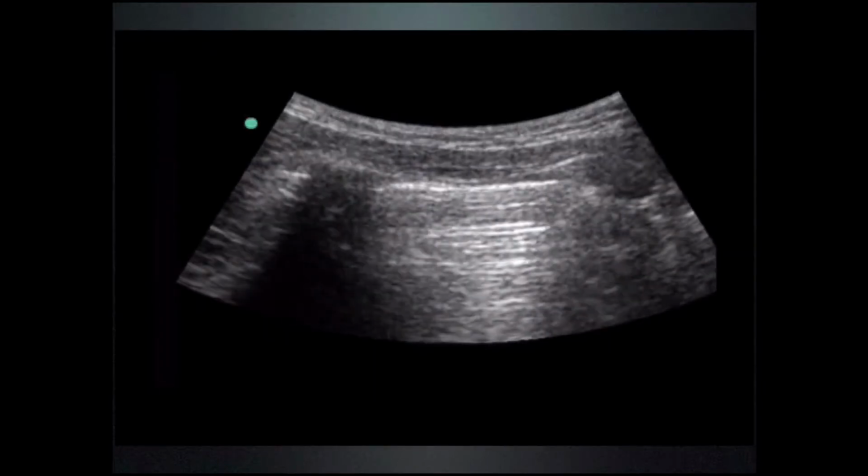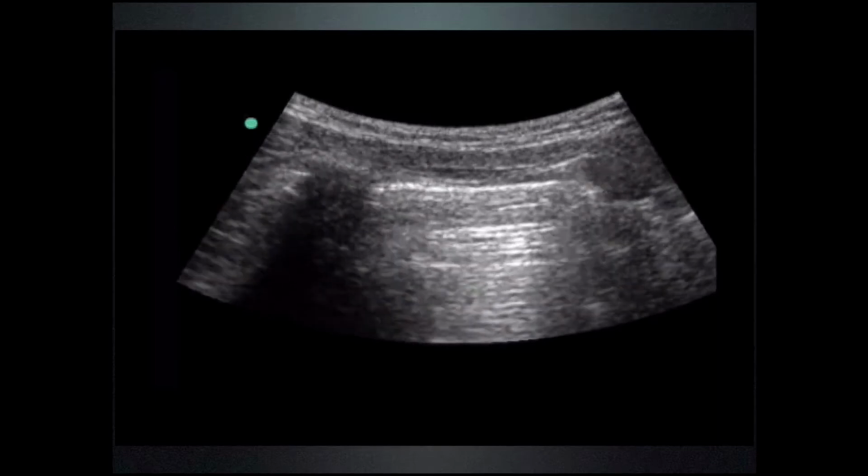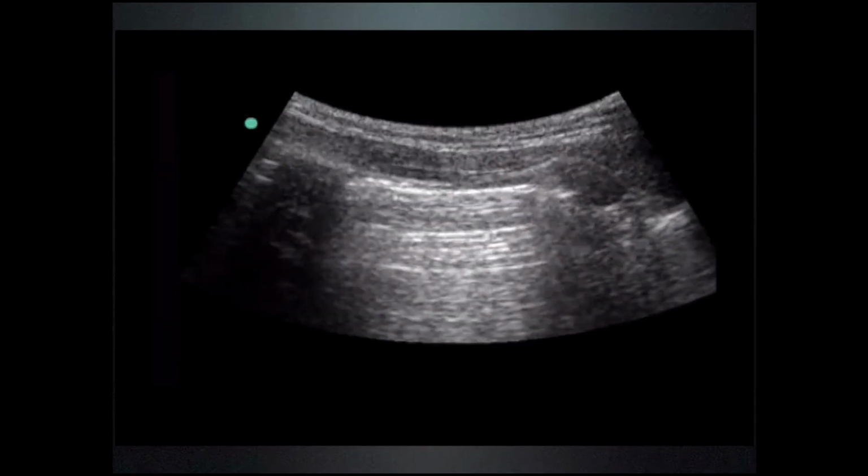So here's his ultrasound. We put our probe across the ribs, and as such, we can identify the ribs. Just deep to the ribs, we see a pleural line, which is a hyperechoic line you can see here.